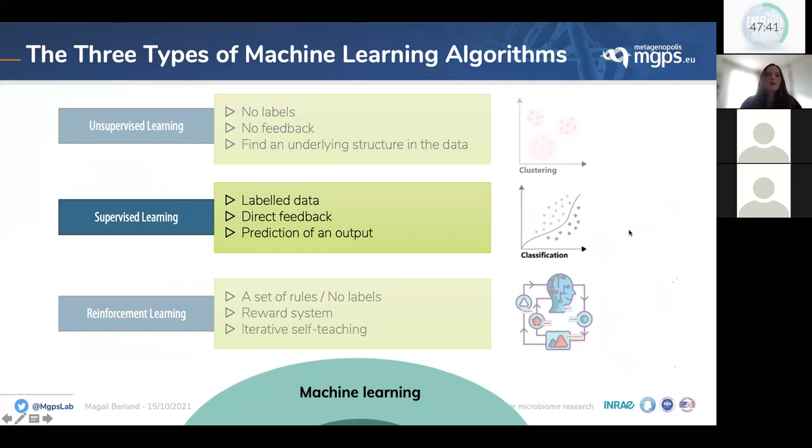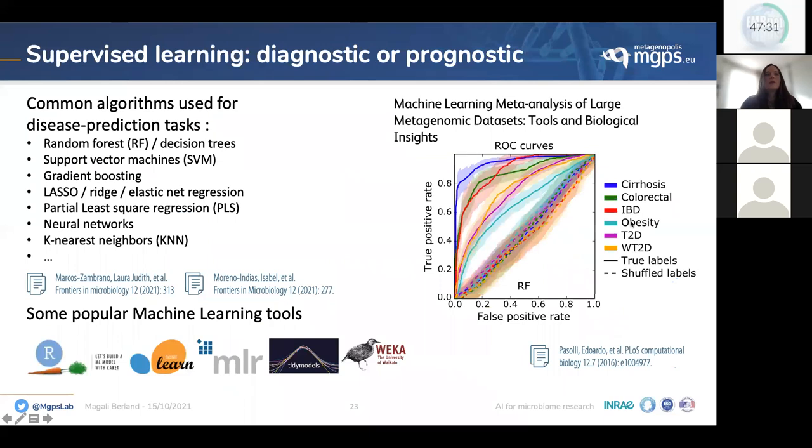So let's see now what we can do with supervised learning applied to microbiome data. For this, you need label data. So you need some microbiome data and information, for example, who is healthy and who is diseased. The common algorithms used for the disease prediction task are random forest, support vector machine, gradient boosting, lasso, ridge or elastic net regression, partial least square, neural network, etc.